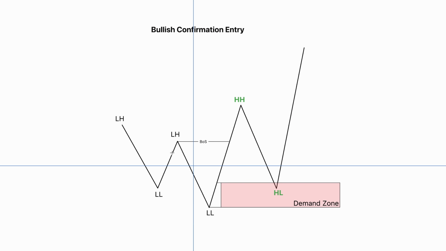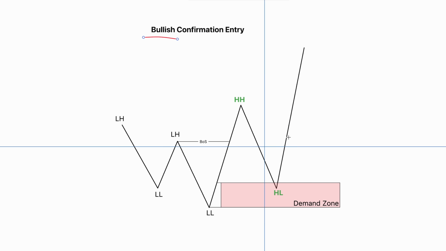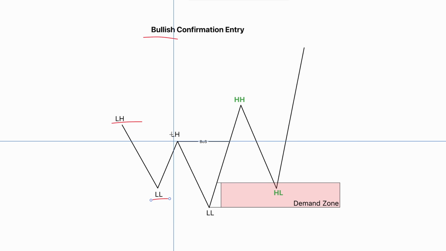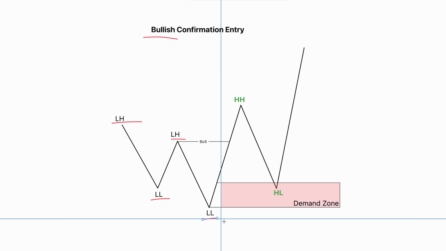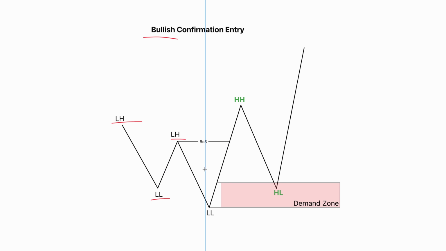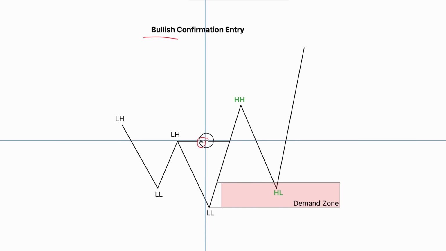This is what a standard confirmation entry looks like. This one is bullish, so it's for buying opportunities. The first thing we need to see to create a confirmation entry is a market that is downtrending, printing lower lows and lower highs in price consistently. Eventually, we see the market break. We see a BOS, or a break of structure.